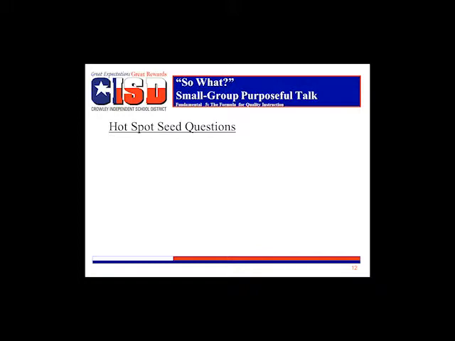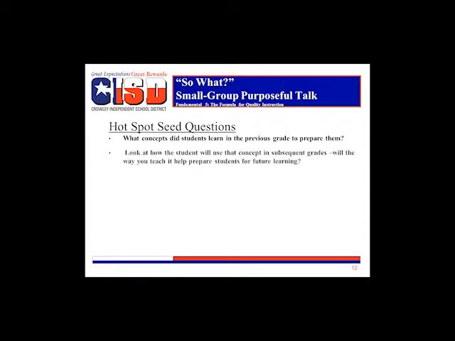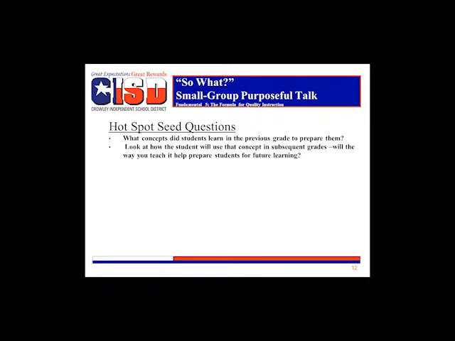The questions for discussion are: what concepts did students learn in the previous grade to prepare them? Look at how the student will use that concept in subsequent grades. Will the way you teach it help prepare students for future learning? What underdeveloped concepts play a role in students' success of the targeted skill?